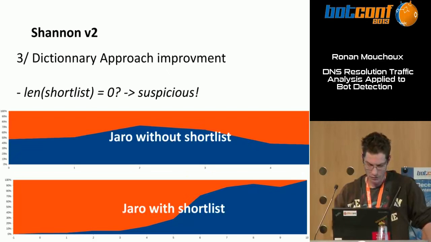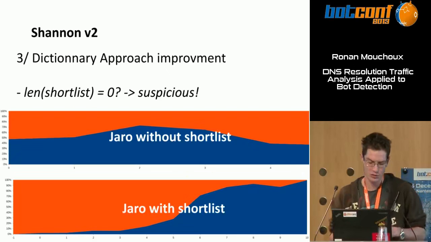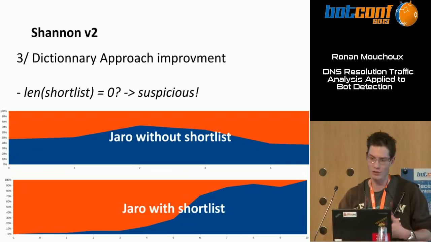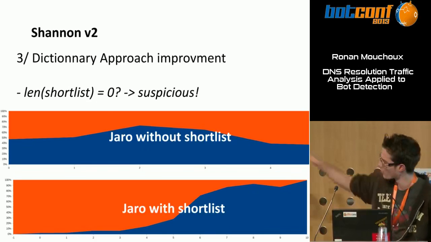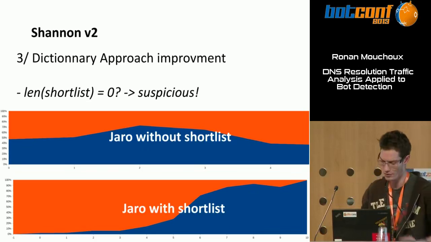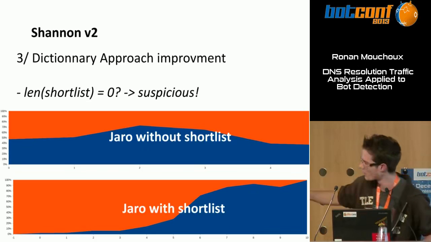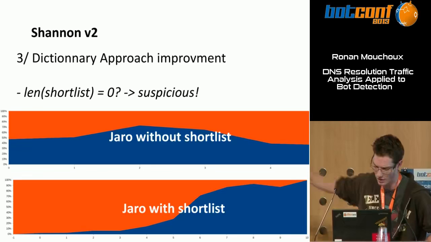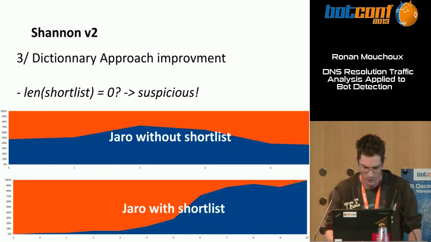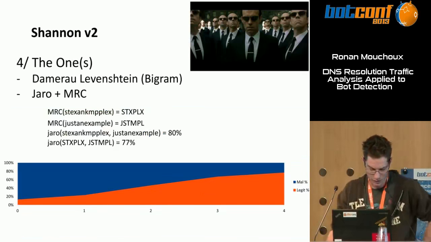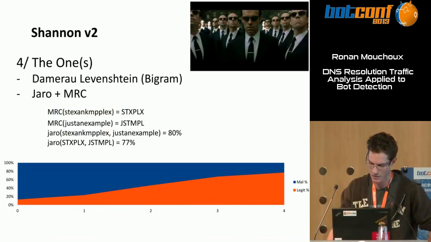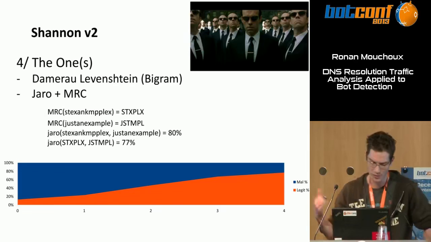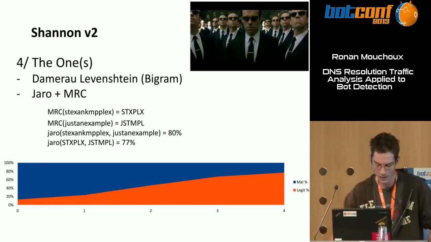And from that, the build of the shortlist, you highlight the first rules. If the shortlist length is 0, it's suspicious. Then we can see the result of this improvement, with a better segregation between legit and malicious domains. So finally, I chose the Levenshtein distance algorithm with the bigram shortlist.